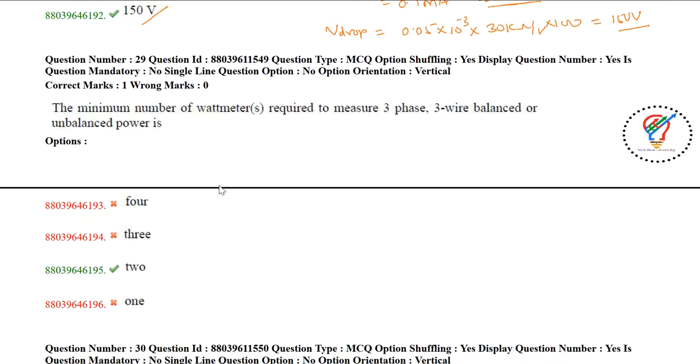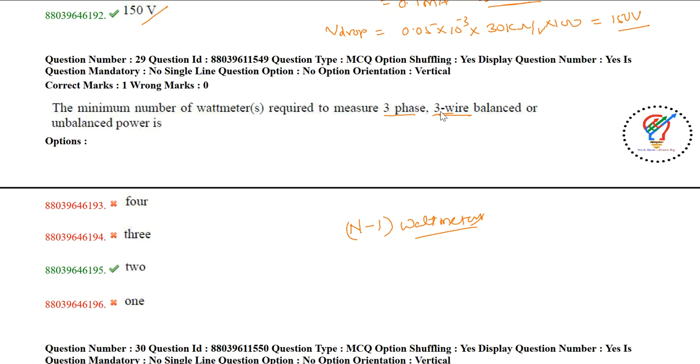Next question: the minimum number of wattmeters required to measure a 3-phase 3-wire balanced or unbalanced power supply. As per Blondel's theorem, we require n-1 wattmeters. Here we have a 3-phase 3-wire system. It's not a 3-phase 4-wire system.